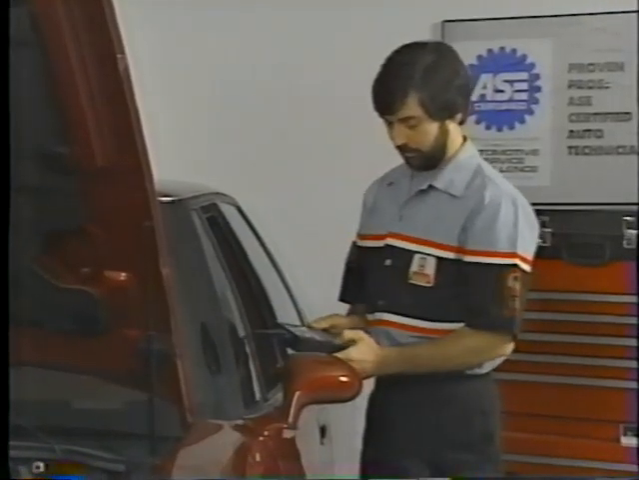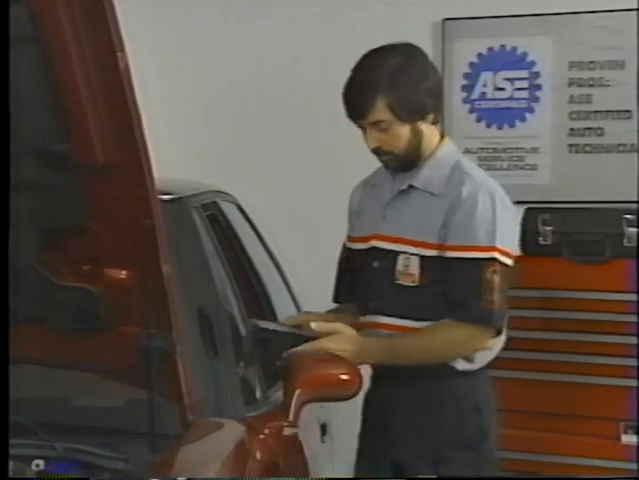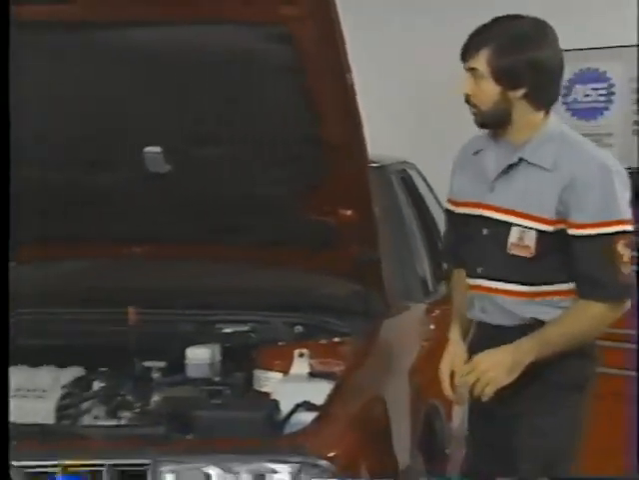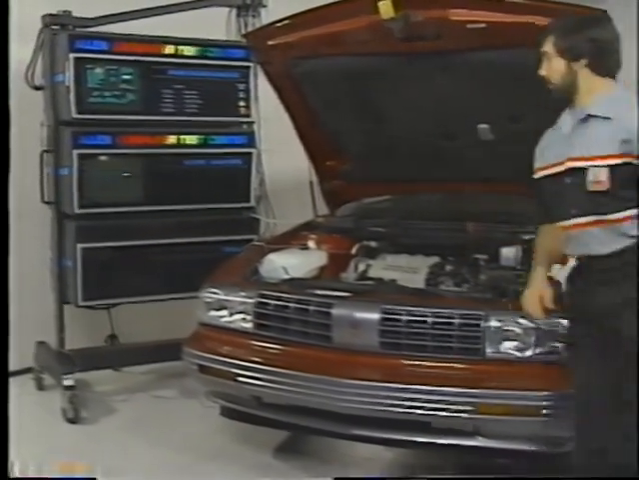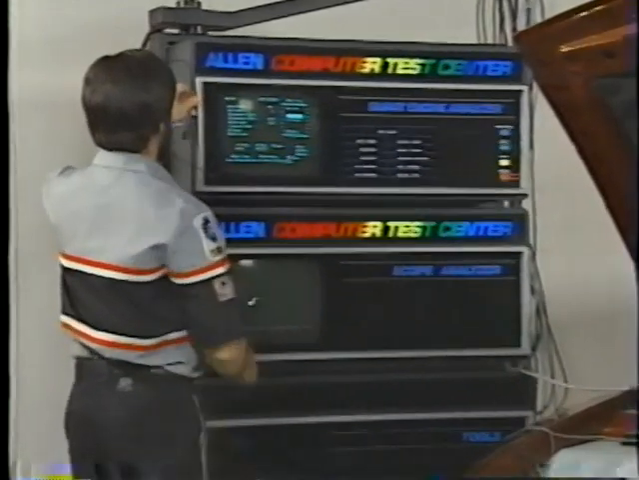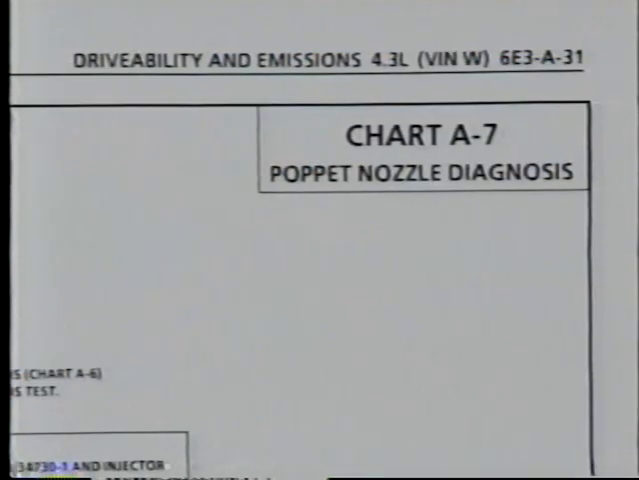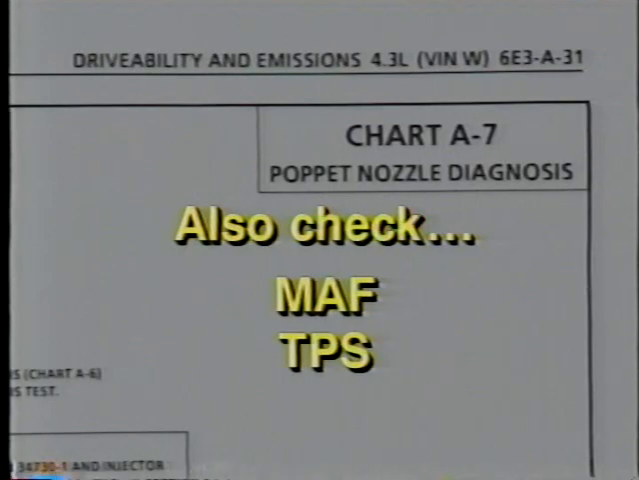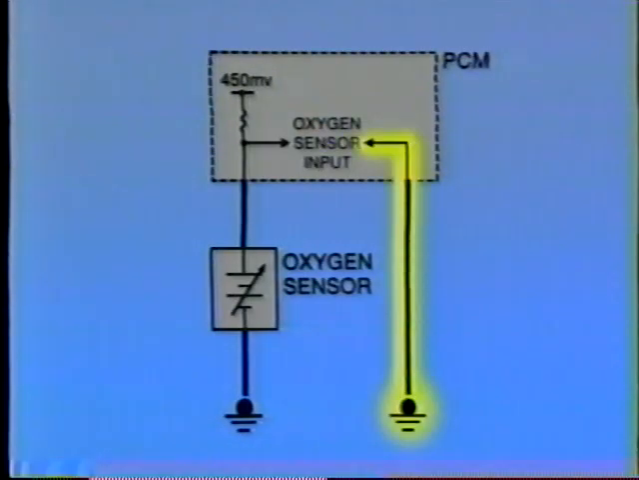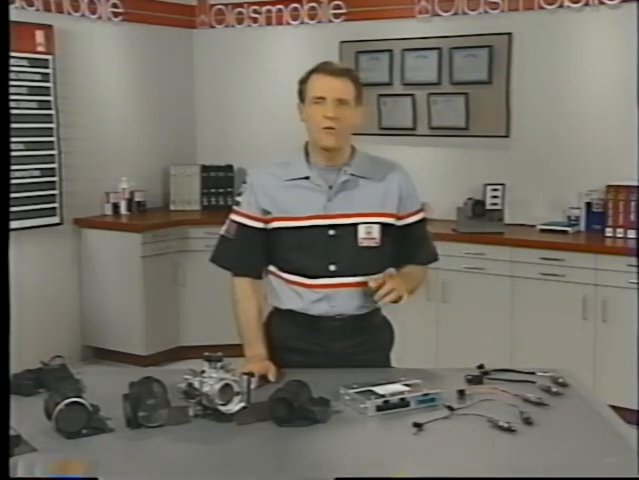To troubleshoot this condition, first use a scan tool to confirm that the code 45 is current and that sensor output voltages are trending above 600 millivolts. An oscilloscope pattern can also confirm that sensor output voltage is high. Next, perform fuel system diagnostics to find the cause of the rich mixture. Possible causes also include the mass airflow and throttle position sensors, the EGR valve, and a fault in the oxygen sensor ground circuit.